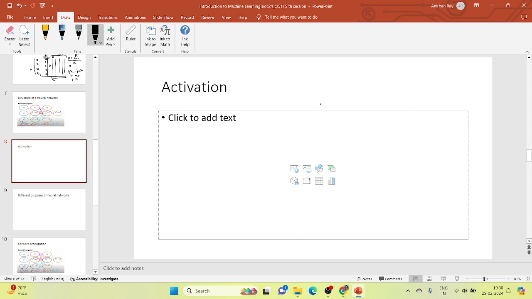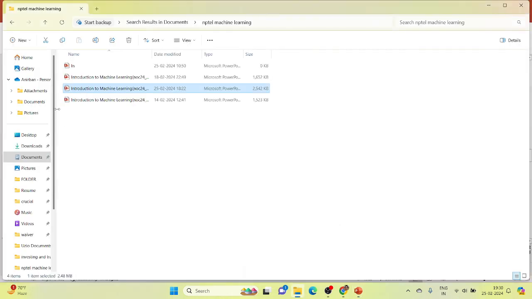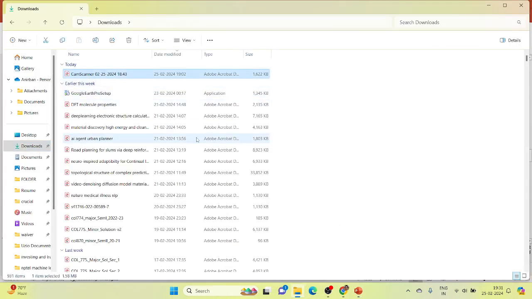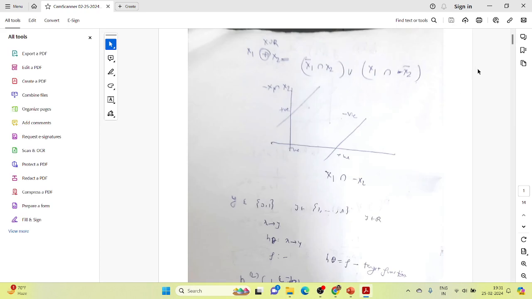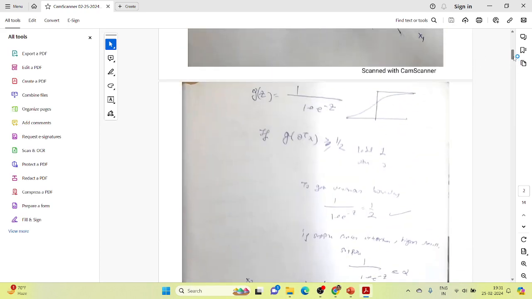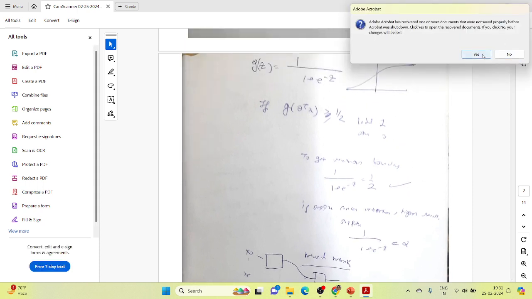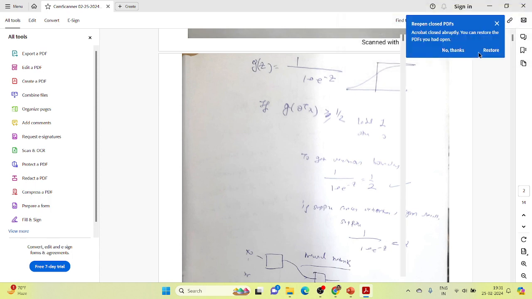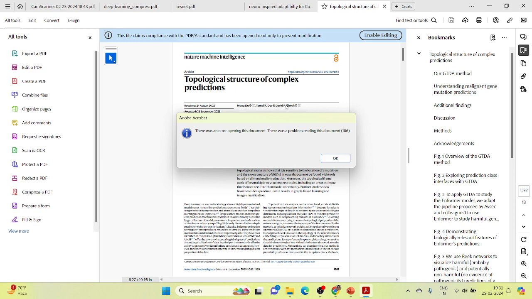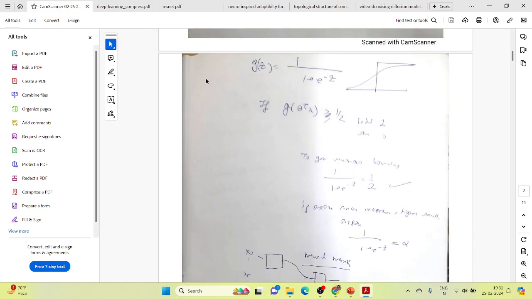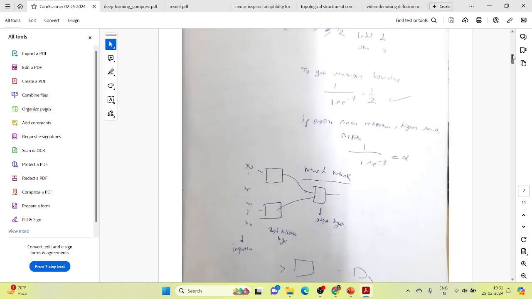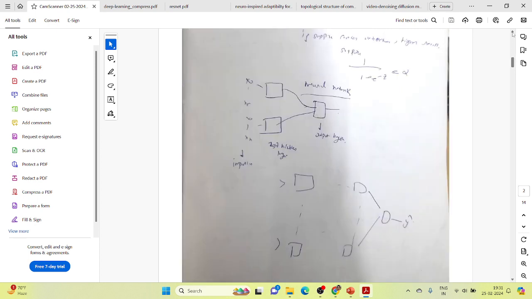We need to understand the different types of activation here. What I downloaded when I started were the notes I had used for my class, the class I attended. I don't know how clear the scan is. It's not done very well, but no problem. Let me explain.